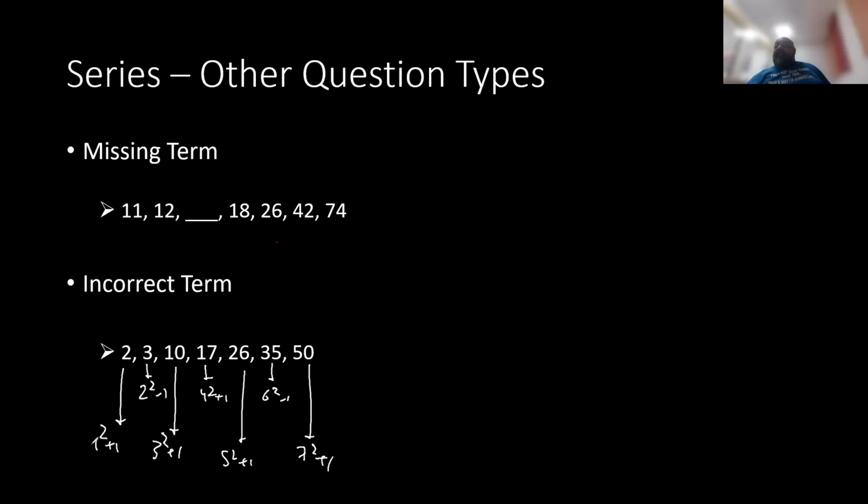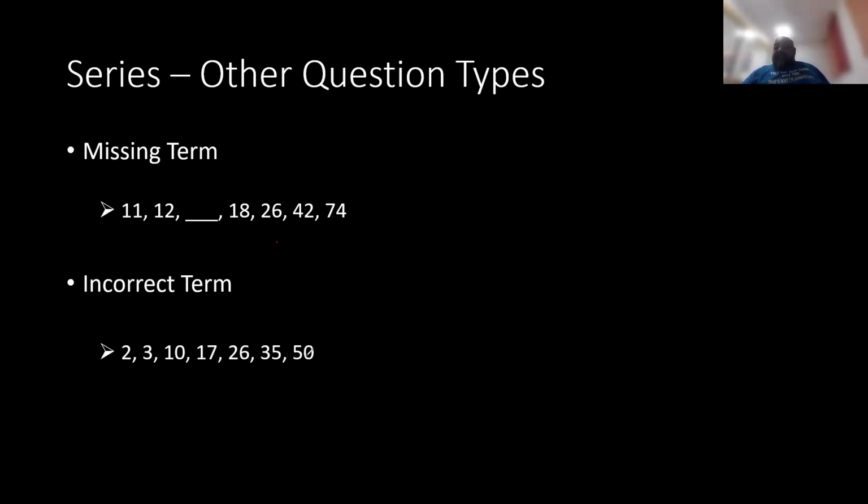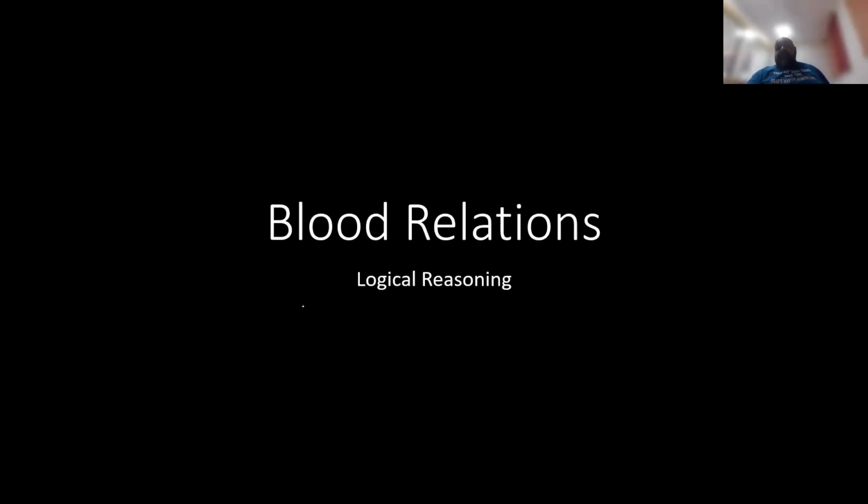So basically, 1 is being added to odd squares. 1 is being subtracted from even squares. So this should not be 17. This should have been 4 square minus 1, which is 15, the correct term. So from the options, one of the options will read 17. I'll tick that, saying 17 is the wrong term in this series. Clearly, of the 3 types of questions, this would be a more difficult question to solve. In terms of theory, that is what series encompasses.